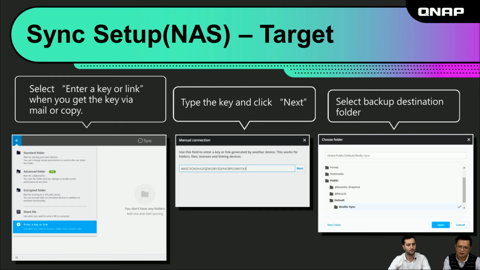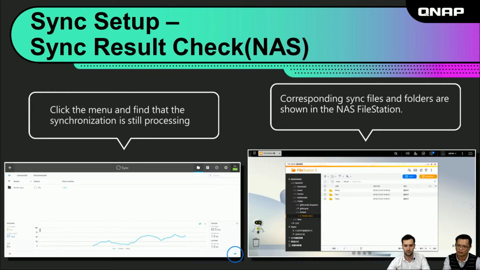Now we are on the NAS side. Since we already got the link and the key, we choose the last option, enter key or link. Type the key and click next. The third step, we have to choose the destination folder. When we choose the destination folder, we will find the synchronization is processing. When we get 100%, we can go to the File Station of QNAP NAS to check whether the synchronization is successful or not.